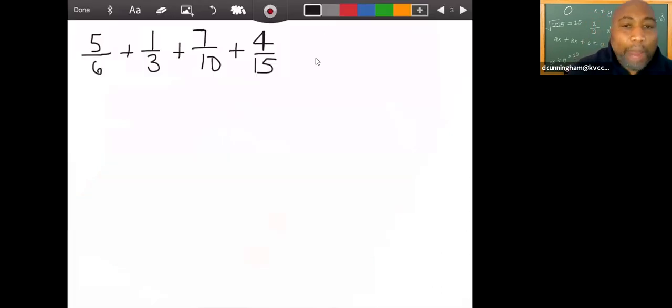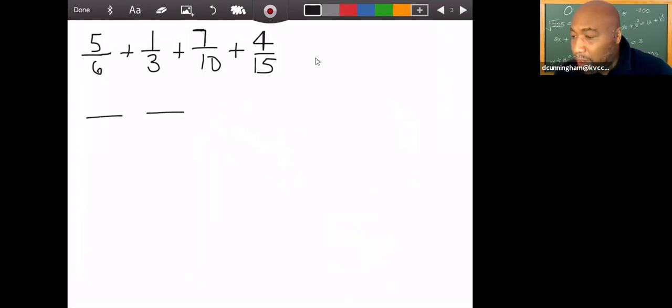So let's look at our whiteboard and let's see what we can do to get a common denominator. And maybe the least common denominator would be the best way for us to do this. In this case, I'm going to add horizontally. So I want to figure out what's the common denominator. Now we've got 6 and 3, 10 and 15.